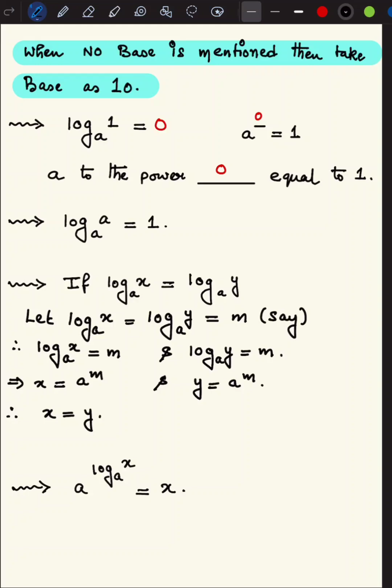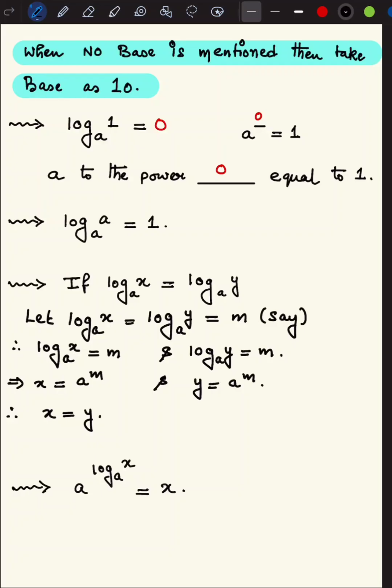Similarly, log a base a will be equal to 1, because a to the power 1 is equal to a. Another formula is, if log x base a is equal to log y base a, if this is given, then we can say that x is equal to y. For this, let us see this proof.